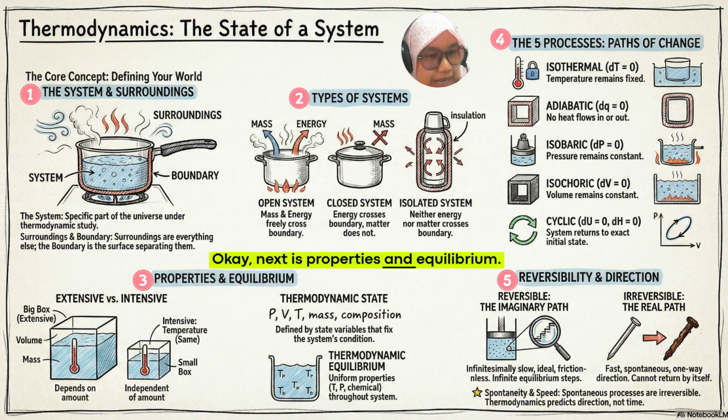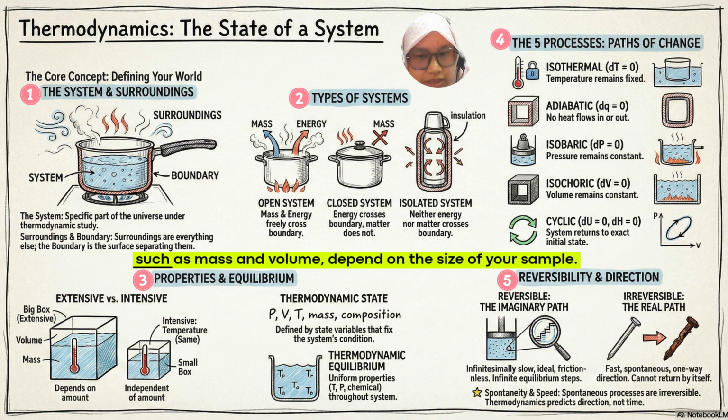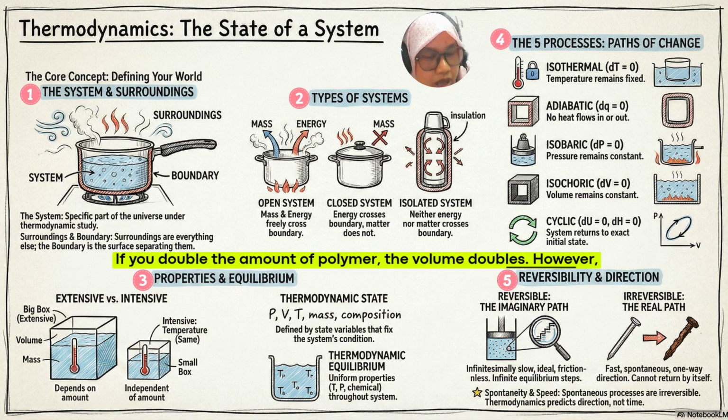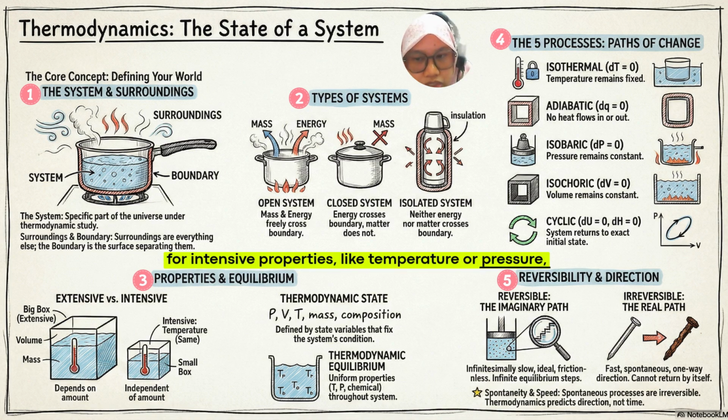Okay, next is properties and equilibrium. So if we look at properties, extensive properties such as mass and volume depend on the size of your sample. If you double the amount of polymer, the volume doubles. However, intensive properties like temperature or pressure remain the same regardless of the amount. When all these properties, P (pressure), V (volume), T (temperature), are uniform throughout the system, we say it is in thermodynamic equilibrium. This is our baseline for our calculation.